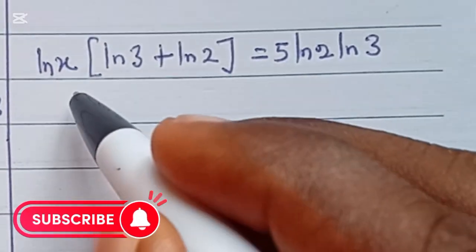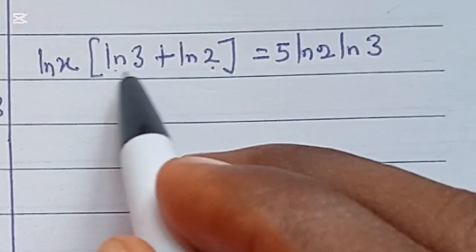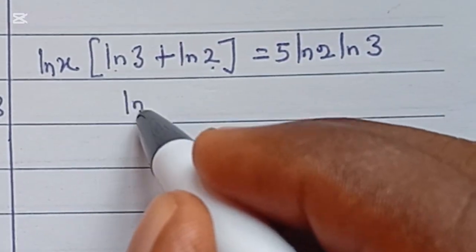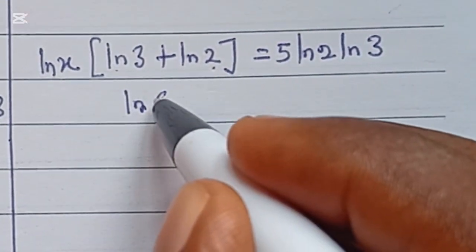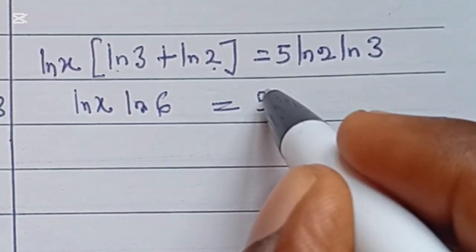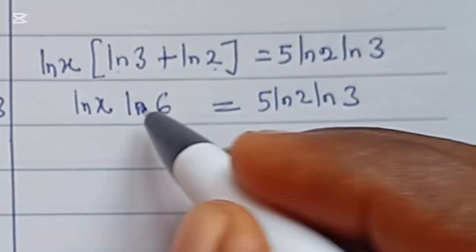So what you can simply do in this case is that ln 3 plus ln 2 can be combined by the law of logarithm to become ln of 3 times 2, which is 6. So what we have is ln 6 from the bracket, and then we also have ln x on the outside, and then we have equal to 5 ln 2 ln 3. Okay, this is what we get.